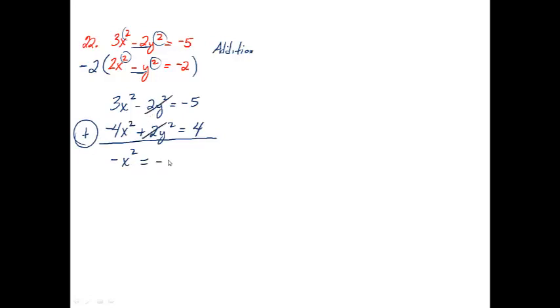So let me rewrite the first equation first. Okay, and then the second equation becomes, once I do that, I verify once again that the coefficients are the same but opposite signs, and I add the two equations together. So I get negative x squared equals negative 1. Divide by negative 1. I have x squared equals 1.